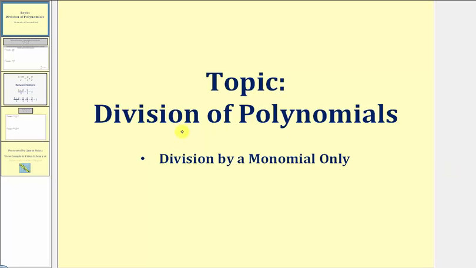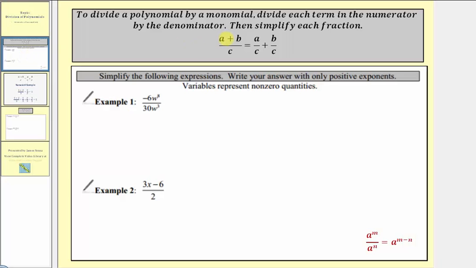Welcome to a lesson on division of polynomials. In this lesson, we will only be discussing division by a monomial. To divide a polynomial by a monomial, we divide each term in the numerator by the denominator, then simplify each expression. So for example, if we have the quantity a plus b divided by c, this is equal to a divided by c plus b divided by c.